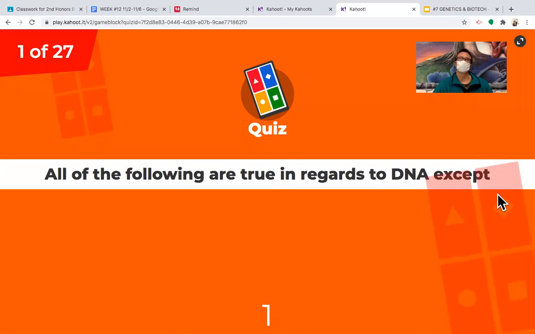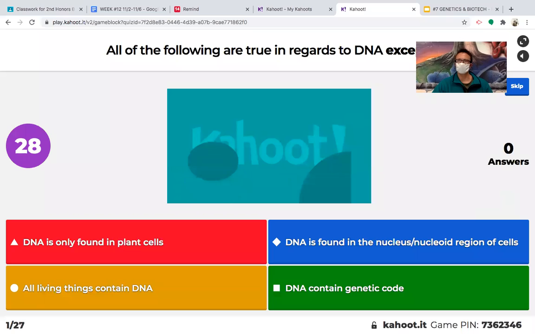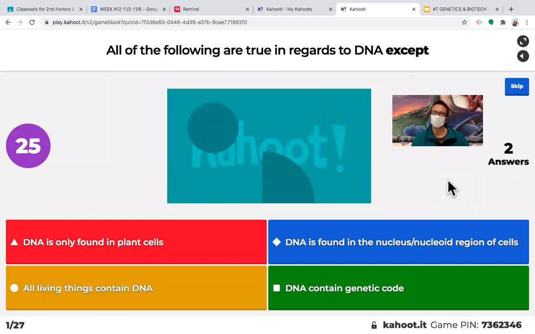All of the following are true in regards to DNA, except for what? So which of these is not true? Which of these is a false statement?